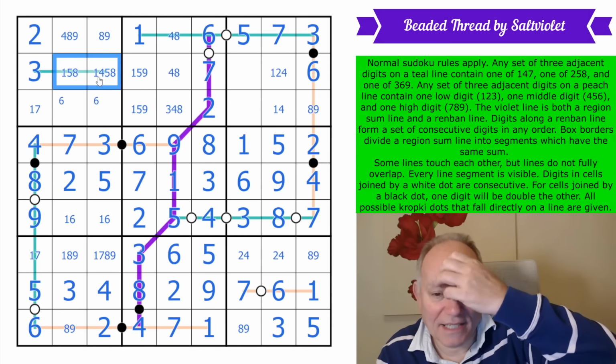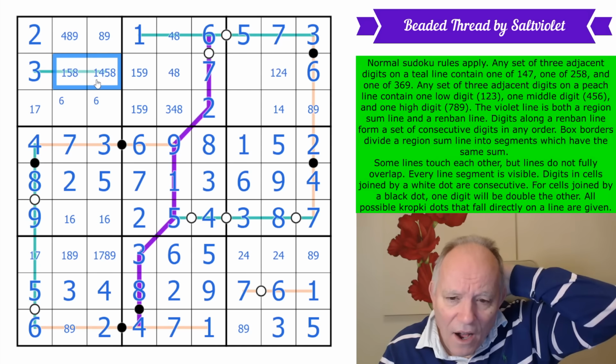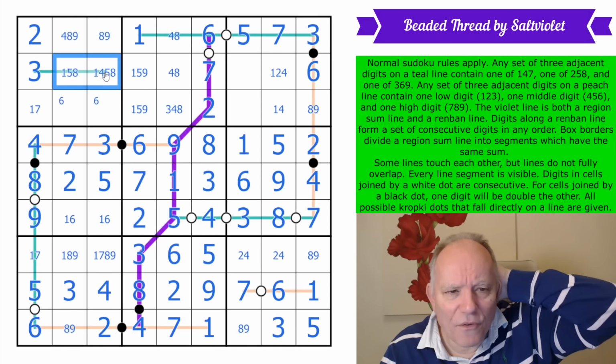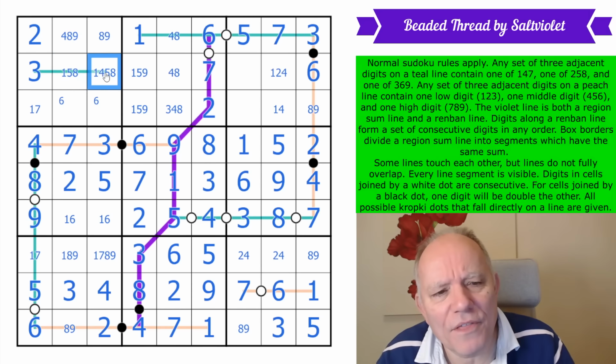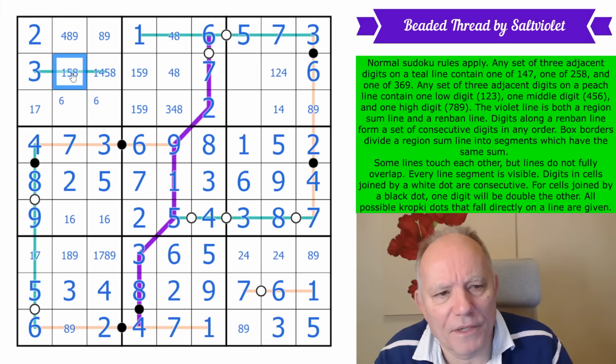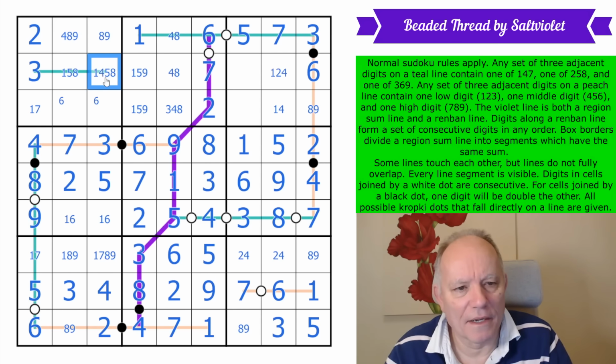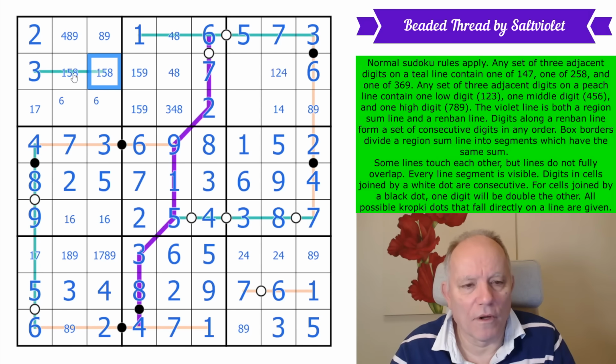What does that tell me? If there's a 4 in, I don't think you can have a 4 here, because this would have to be from the 2, 5, 8 set without being 5. If that was a 4, this would be an 8. And what would you do with these cells? They'd both become 9. So that's not a 4.